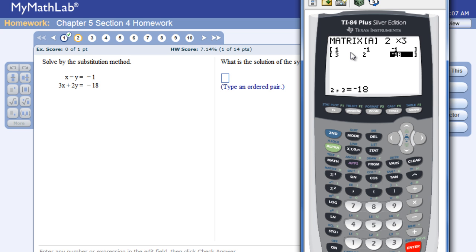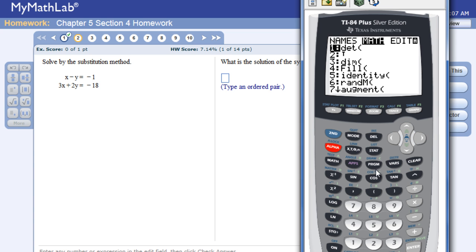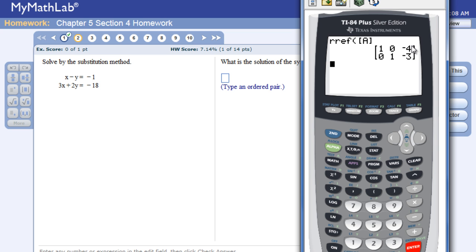Just take a quick second to review your matrix. Make sure all of your signs that are supposed to be negative are negative. All of the numbers that are supposed to be positive are positive. Second quit. Second matrix. Over to math. Alpha B. Second matrix. Enter, enter. So our solution is -4, -3.